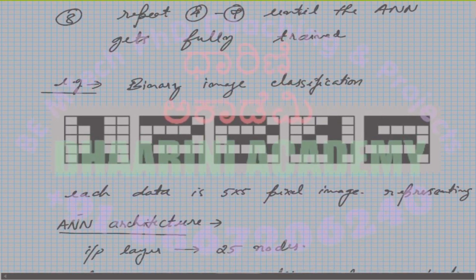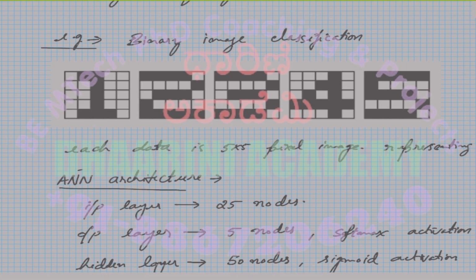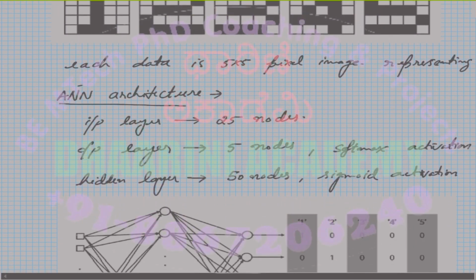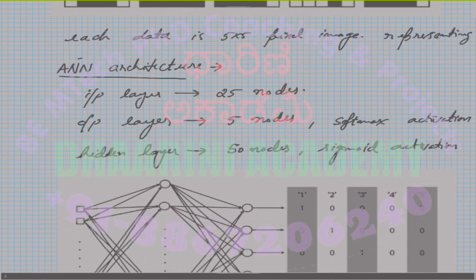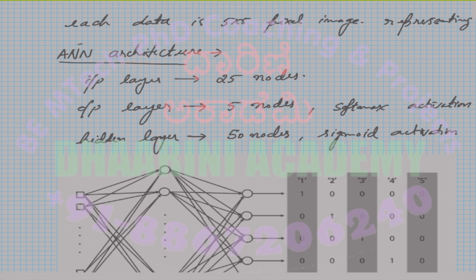Then we consider an example of binary image classification. We considered 5 by 5 binary images with 5 classes: 1, 2, 3, 4, 5. We then design the ANN. The input layer should have 25 nodes, the output layer has 5 nodes because there are 5 classes, and the softmax activation function needs to be used. The hidden layer size, we try to make 10 times the number of classes.